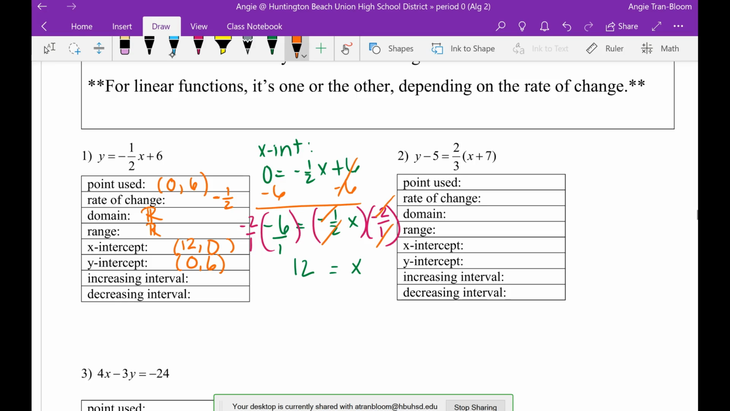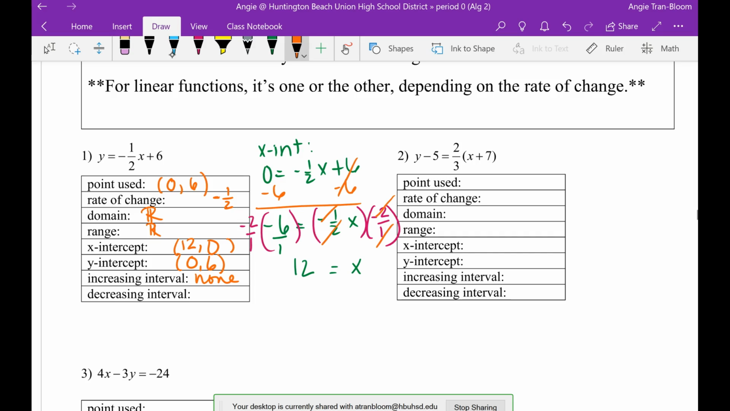Okay, now, increasing interval or decreasing interval. Increasing is when I'm going to the right. What must be true with my y values? They're going up. Look at the graph on your notes. As I'm going to the right, is the y value going up? No, so it's not increasing, it's none or not applicable.